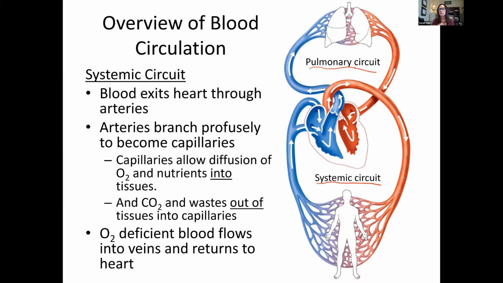So let's really focus in here on the systemic circuit. And what you're going to notice is that the blood is leaving the heart, and the blood that's leaving the heart is nice, red, oxygen-rich, nutrient-rich blood. And it's going to leave the heart through arteries. Now, I always remember artery starts with A, so I remember artery, away. Arteries are going to carry the blood away from the heart. Okay, and they're going to branch and get smaller and smaller and eventually turn into microscopic capillaries.